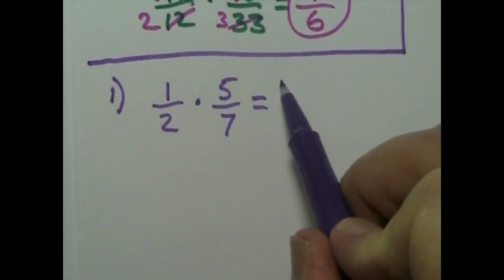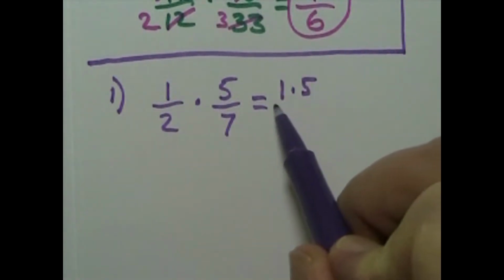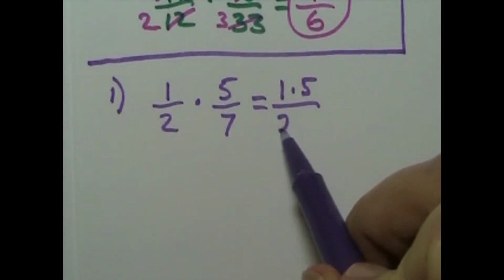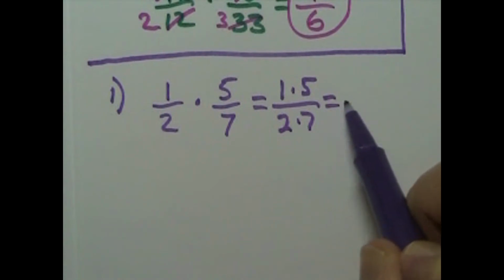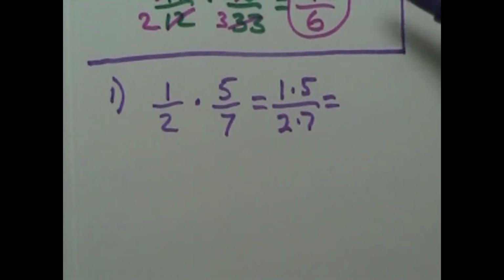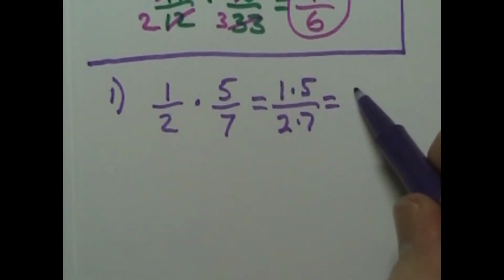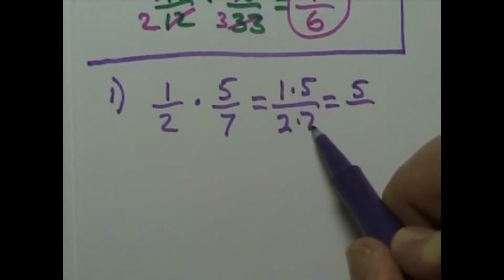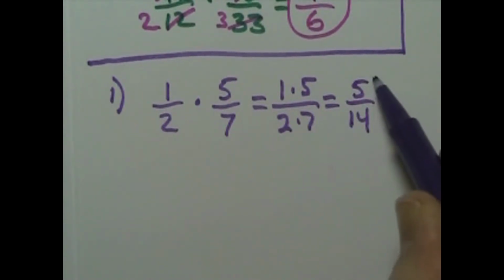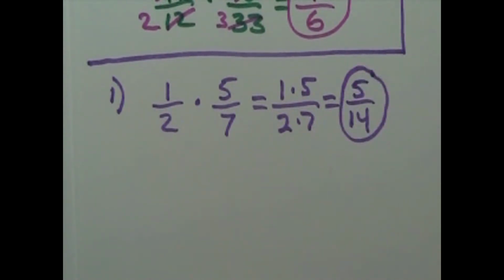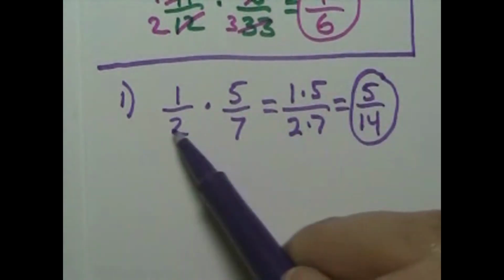As a matter of fact, I'll write this for those who are still having a little trouble with fractions. So 1 times 5 is 5. 2 times 7 is 14. And there's our answer. So if everything's all reduced, just multiply straight across.